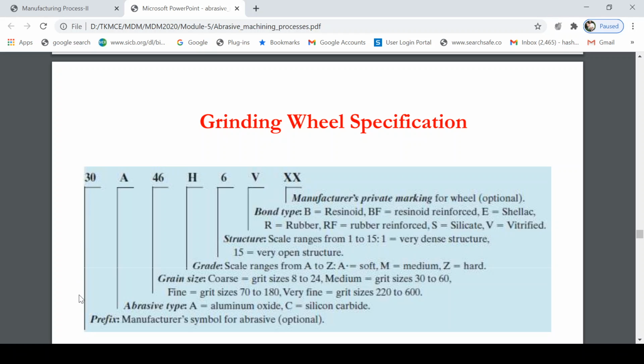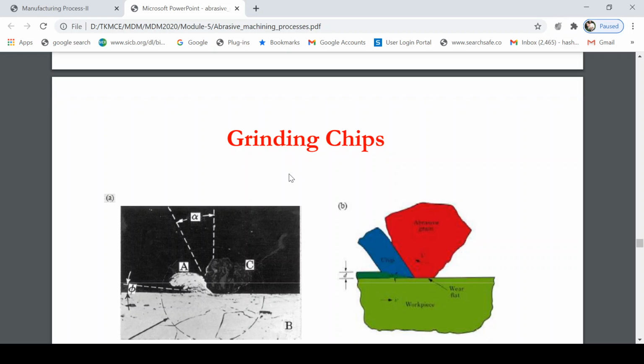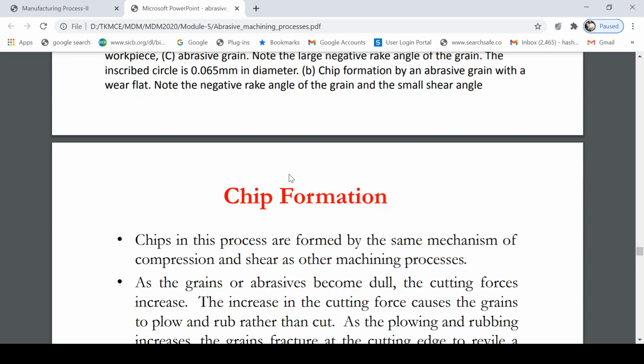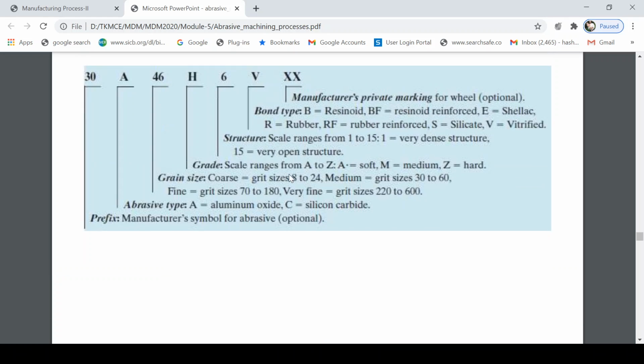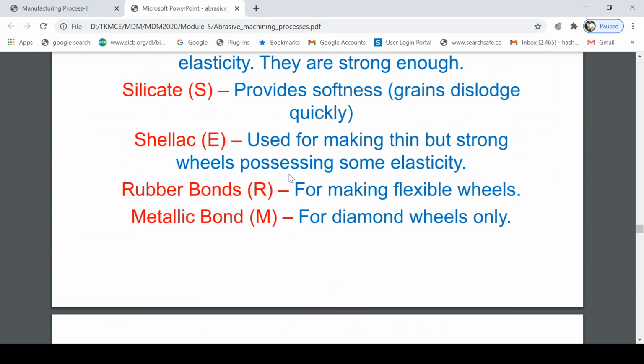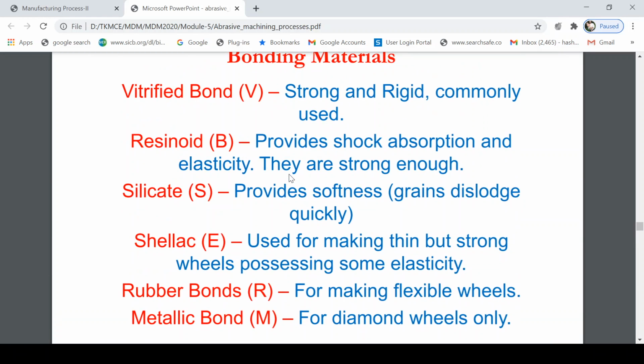So the first is the prefix and the second is the abrasive type, abrasive material. Then the third one is the grain size, the fourth one is the grade, the fifth one is the structure, the sixth one is the bonding material or bond type, and the last one is the manufacturer's private marking. So these are all about the grinding wheel nomenclature and how to represent the grinding wheel.